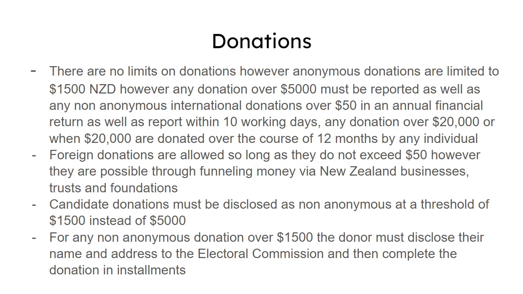Candidate donations must be disclosed as non-anonymous at a threshold of $1,500 instead of $5,000. There's no leeway really there. So for any non-anonymous donation of $1,500, the donor must disclose their name and address to the Electoral Commission and then complete the donation in installments. That's all we know, as I just mentioned earlier.